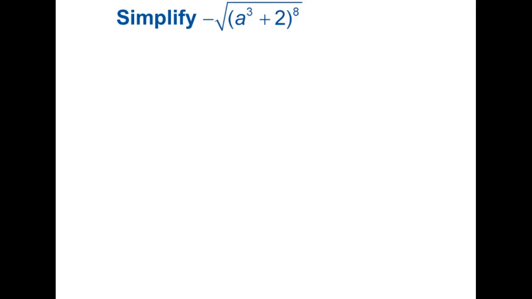Okay, one last example. Let's simplify. We are looking for the negative square root of a to the 3rd, or a cubed, plus 2 all to the power 8. Again, since I'm dealing with square root, that means my a cubed plus 2 all to the 8th, they all have the power of half. Again, the second root means half. Now, what's half of 8? 4. So this is equal to negative, again, my expression stays the same, all to the power 4. Now you should be ready for the next lesson.